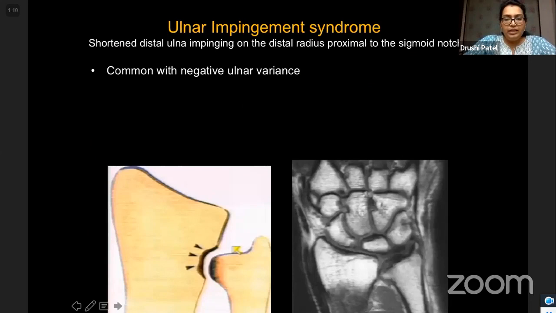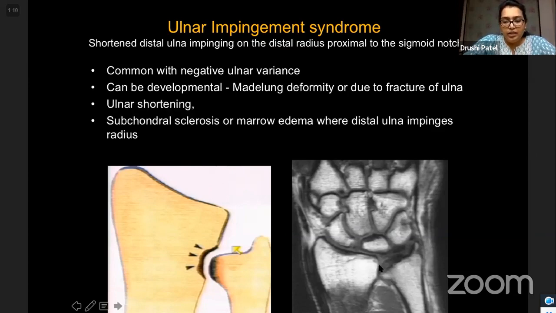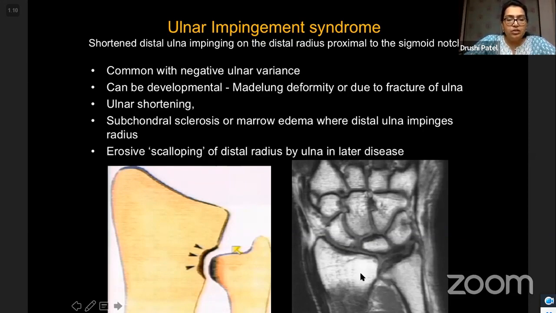One condition that needs a mention is ulnar impingement syndrome, which is not the same as ulnar abutment syndrome. Here, there is not positive ulnar variance. Instead, there is shortening of the distal ulna, which tends to impinge onto the distal radius proximal to the sigmoid notch. This can be associated with deformities or fractures causing secondary bony remodeling, resulting in this kind of appearance. This ulnar shortening results in subchondral sclerosis and marrow edema wherever the distal ulna impinges onto the radius. And this is known as the ulnar impingement syndrome.